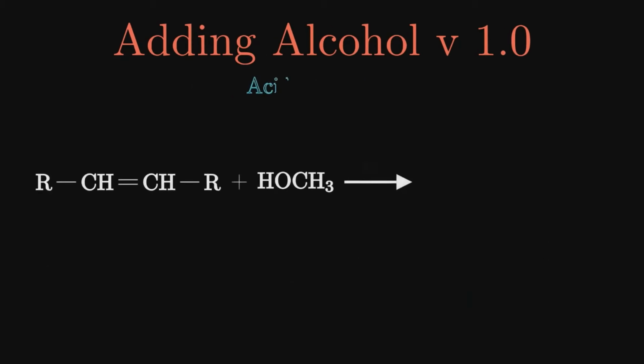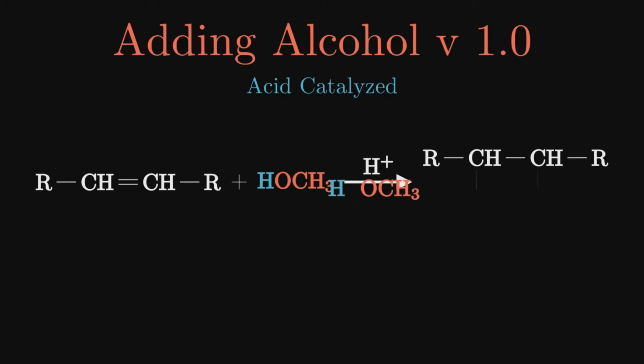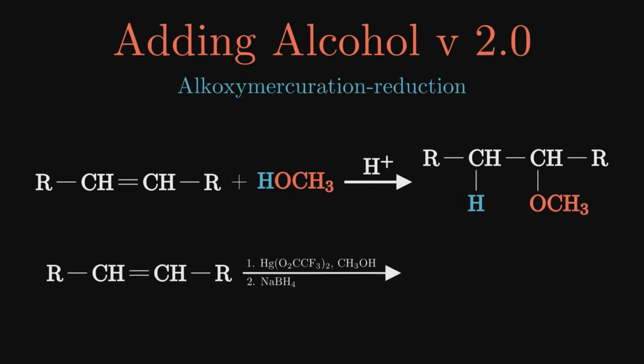The acid-catalyzed addition of alcohol to form an ether was similar to that of water, and the same is true for the mercury-based route. The final product distribution still favors tertiary over secondary over primary, but we will encounter one big difference later.